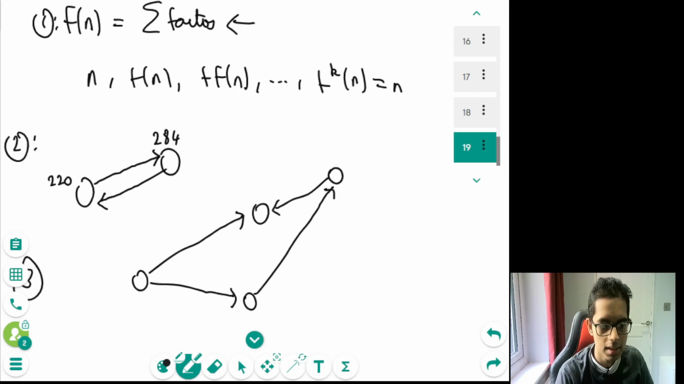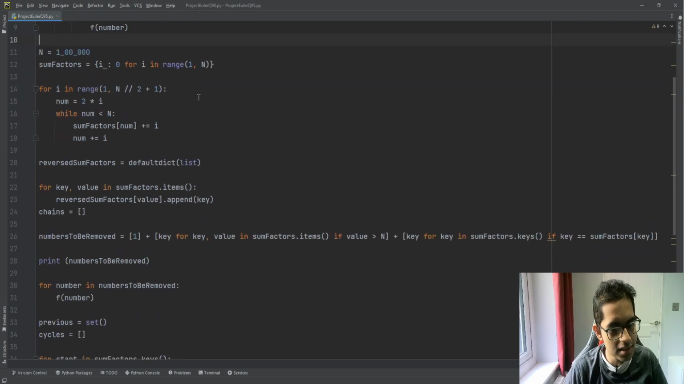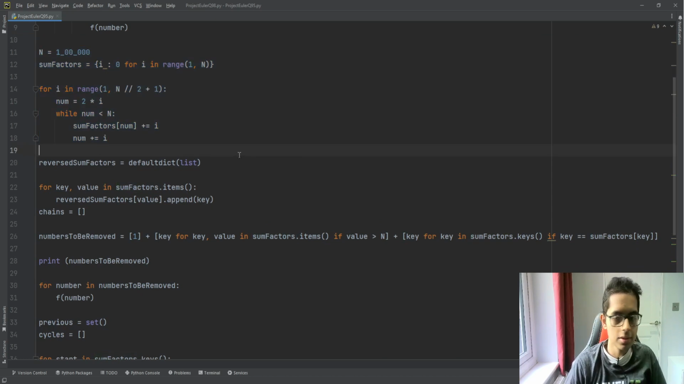Now let's go back and analyze the program in a bit more depth. Essentially, this is the function f of n, which returns the... this f of n is something else, we'll come back to it. But the first thing we have is we want to create our f of n, right? We want to create a function which returns the sum of the factors of that number. And there's actually a really convenient way to do this.